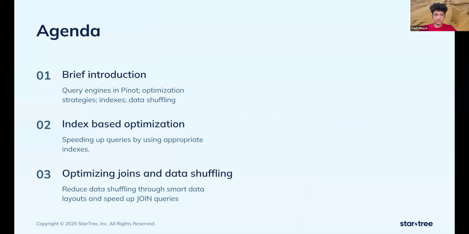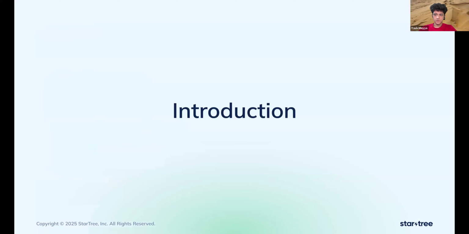So let's first take a look at the agenda for this session. We'll start off with a brief introduction, including an overview of the query engines in Pinot. What do the optimization strategies actually involve? Indexes in Pinot and data shuffling. We'll also be diving into the actual indexing strategies that Pinot uses to speed up these queries. And then we'll finally talk about optimizing join queries by reducing data shuffling using smart data layouts. All right, without further ado, let's jump into the introduction.